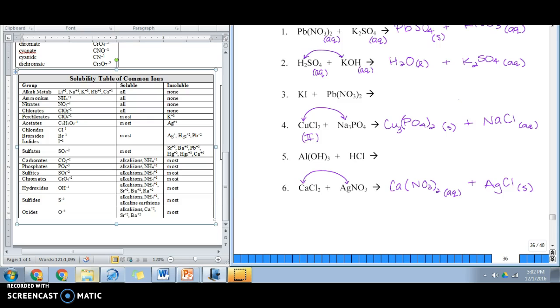Hopefully these examples were helpful for you. We'll go over them in class the next time we meet, and your homework is packet pages 36 and 37, starting with the odds.